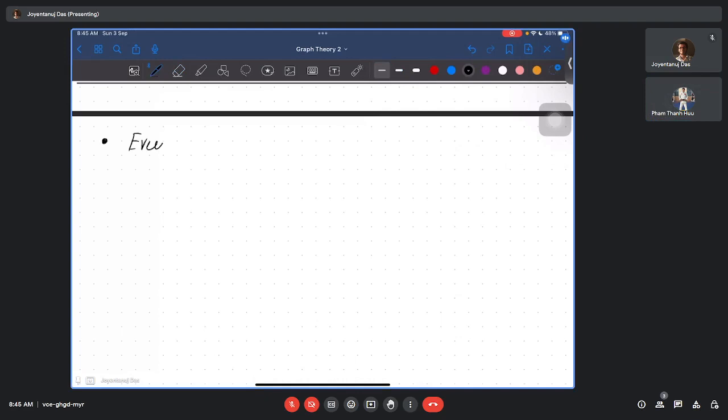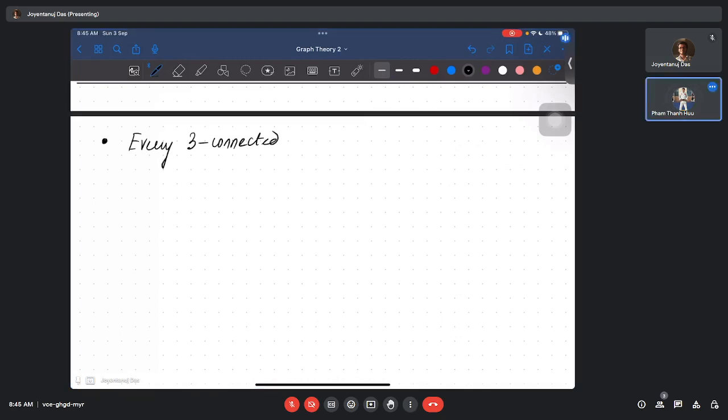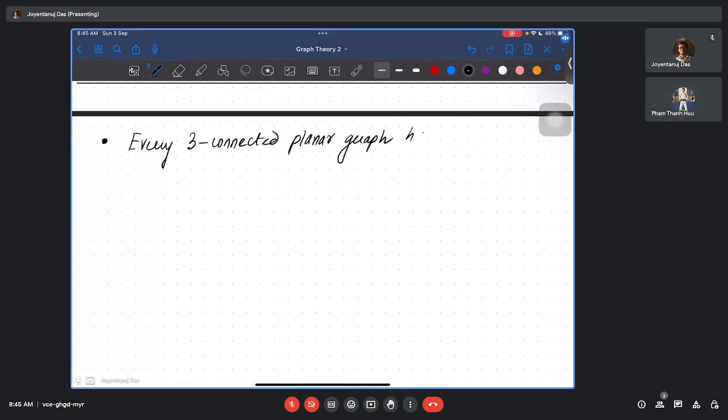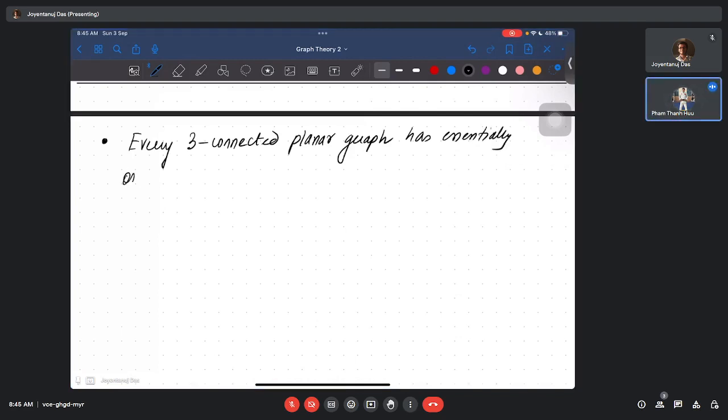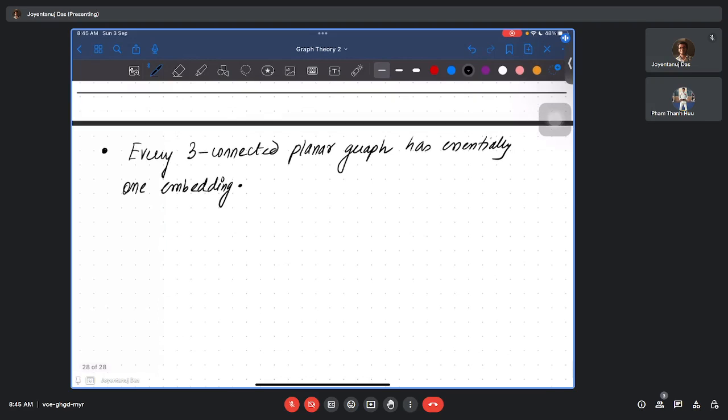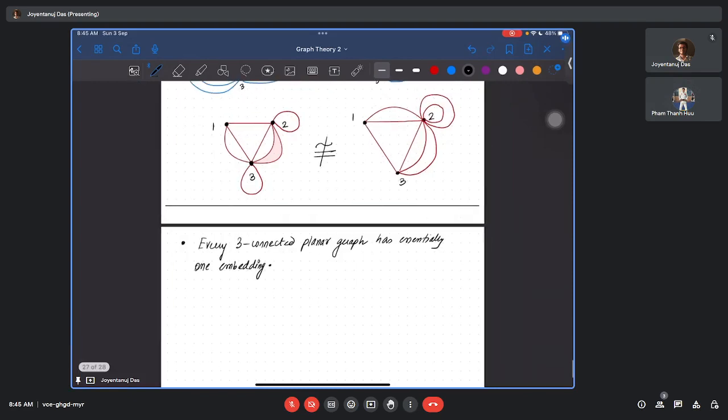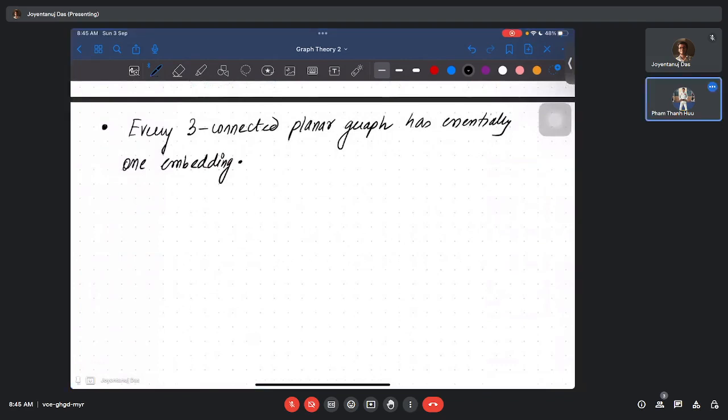So every three connected planar graph has essentially one embedding. So the thing is, in case of a three connected planar graph, it has essentially one embedding. So in that case, the dual will be unique, right? So that is not a problem. So we'll see the proof later. So this is one observation.